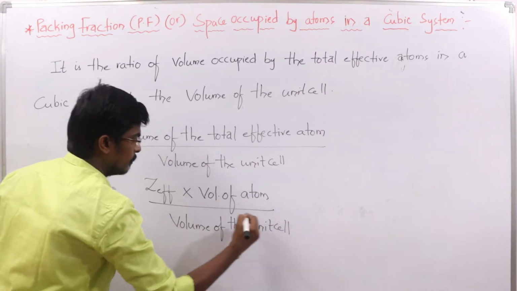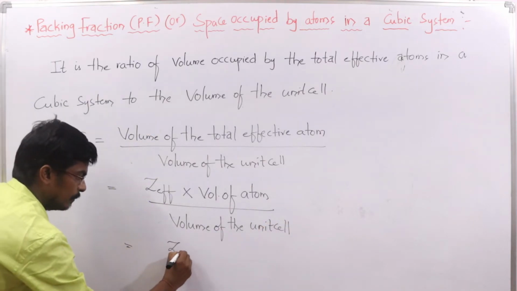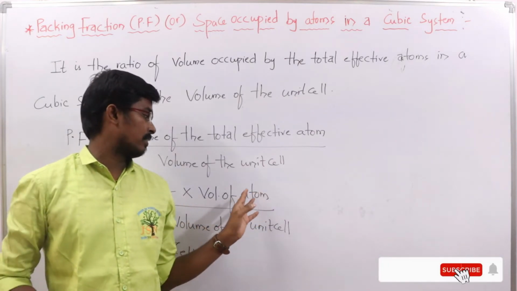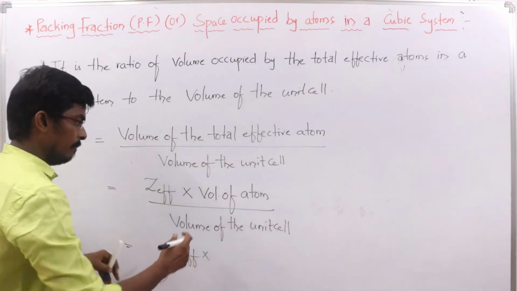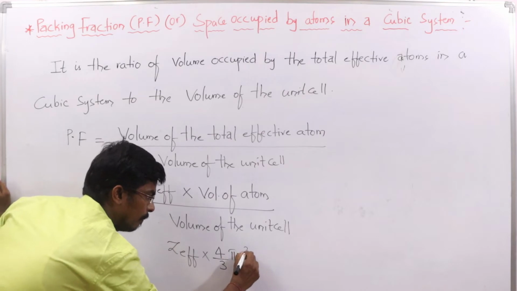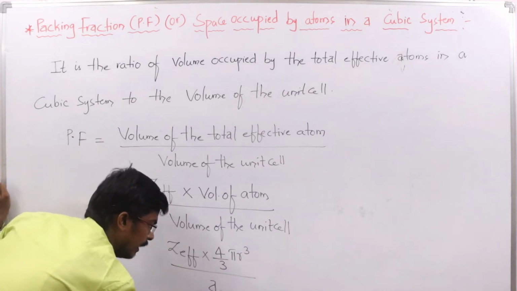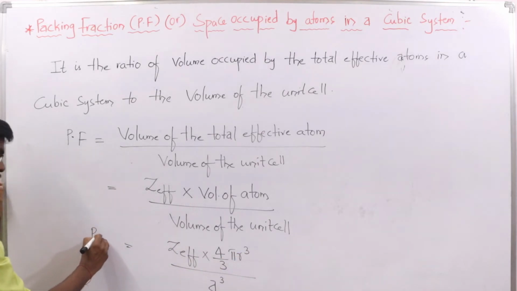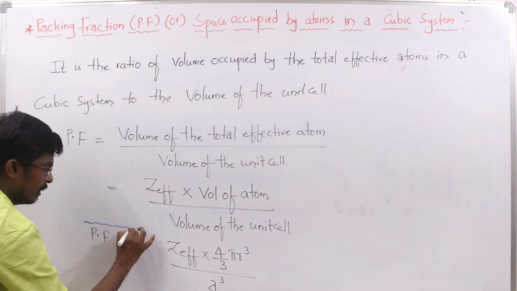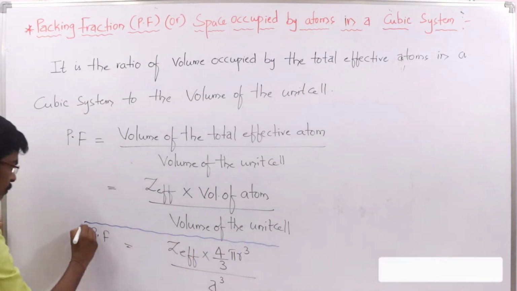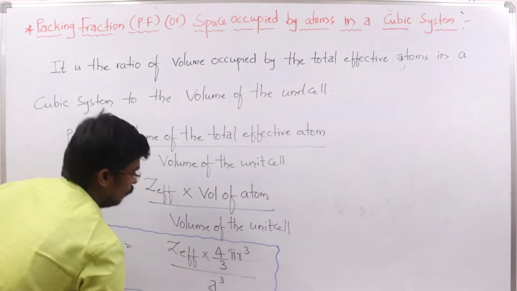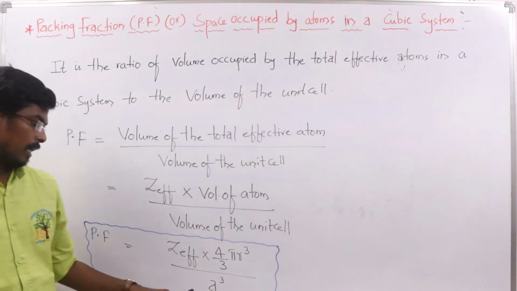Generally in the solid state, whatever lattice you are taking, the atoms are treated as spheres. So I am taking the volume of a sphere as 4 by 3 pi r cube, by the volume of the unit cell, which is a cube. We utilize this formula to find the packing fraction in different cubic systems. So packing fraction is equal to Z effective into 4 by 3 pi r cube by a cube.